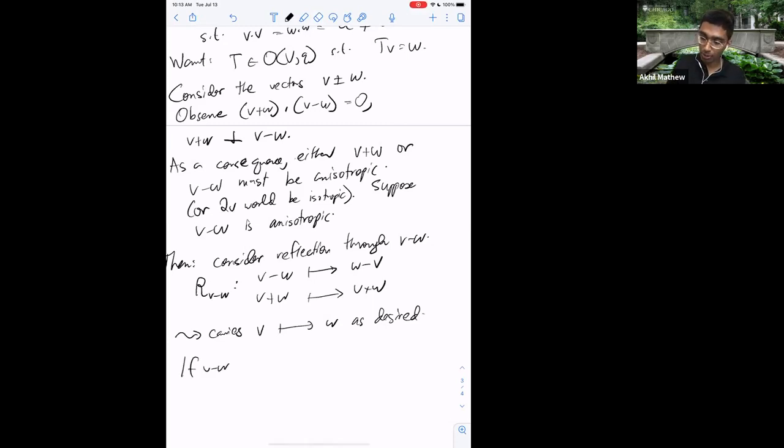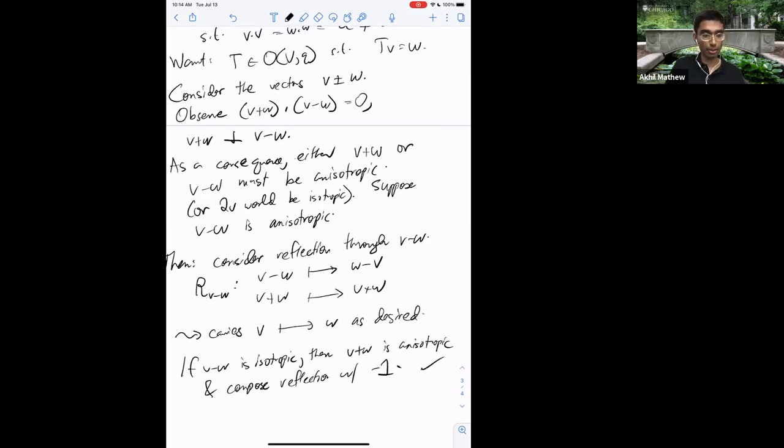So if v minus w is isotropic, then v plus w is anisotropic, and you compose the reflection with a minus one. If you reflect through v plus w, then you have to add an extra sign at the end, but that's fine because the sign is also in the orthogonal group. It's multiplying by a scalar. Okay, so that's the proof of the proposition, which tells you that you have this transitive action, and that's also the proof of Witt's cancellation theorem.